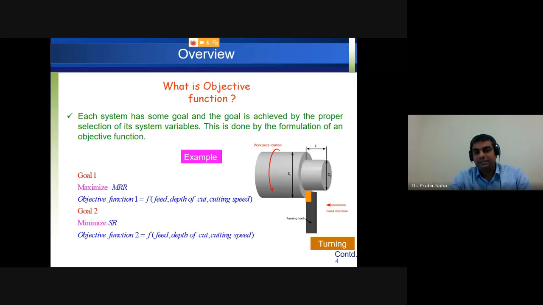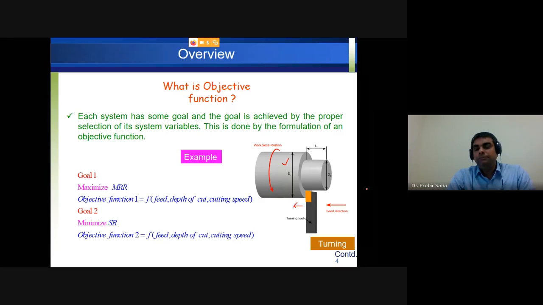So for example, this figure explains a simple straight turning operation. You can see one cylindrical workpiece which is rotating, and at the same time, the cutting tool is given a longitudinal feed, providing some depth of penetration. Now, in this process, what is our goal? The goal could be that I want to maximize my material removal rate.